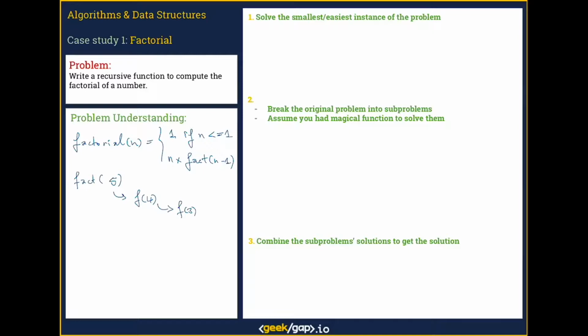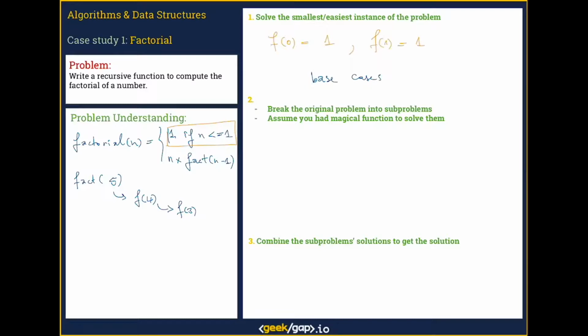So what about the easiest instance of the problem that we can have? The easiest instances, we can see two, and they're already given in the problem definition itself. Factorial of 0 is 1, because the problem says if n is lower or equal to 1, then you return 1. Factorial of 1 as well is equal to 1. These are the easiest instances, what we call the base case. And here in this instance, we have actually two.